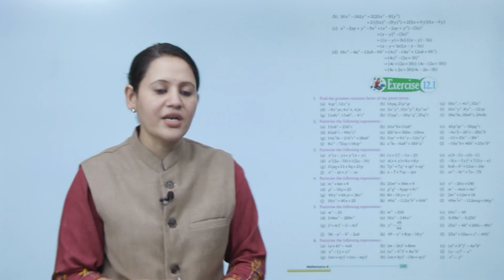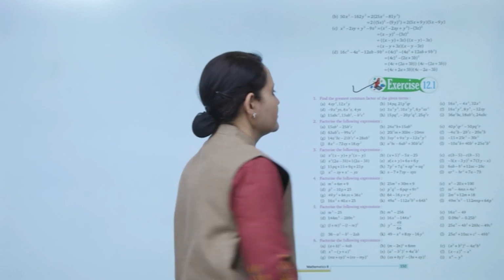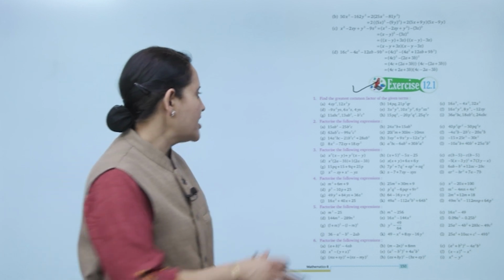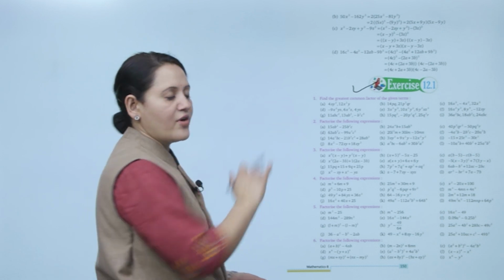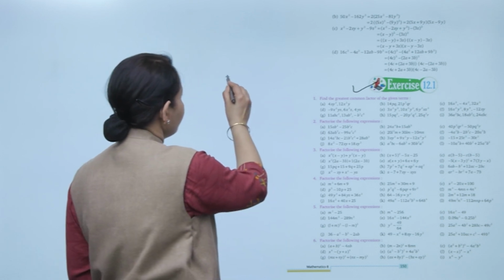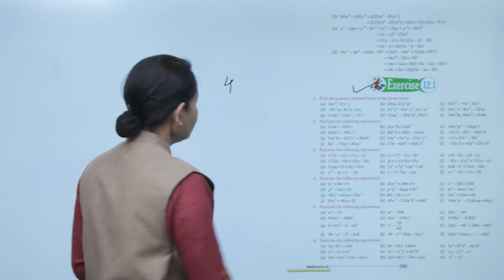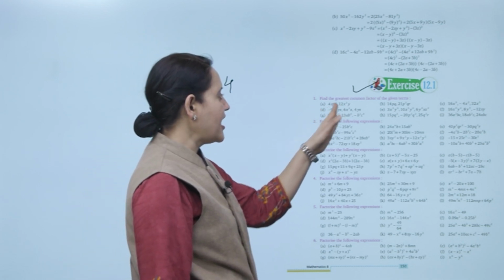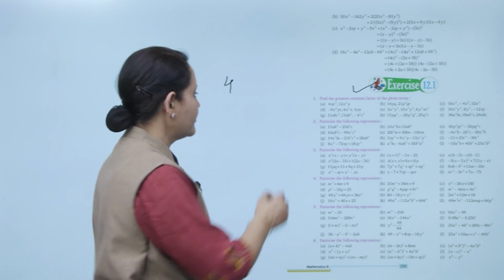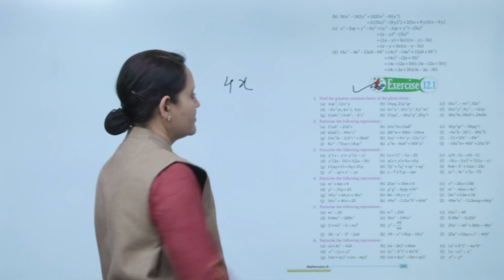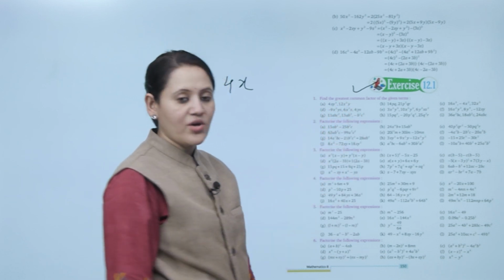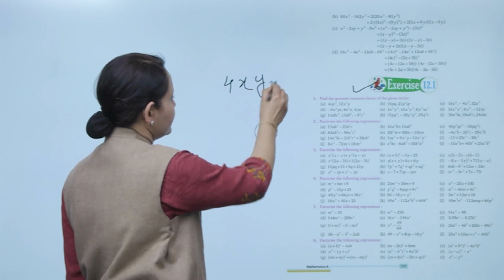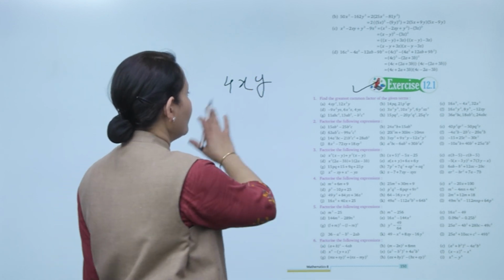Next is exercise 12.1. Find the greatest common factor of the given terms. So first one is 4xy square and 12x square y. So HCF of 4 and 12 is 4. And in x and x square, what will be common? x. And in y square and y, what will be common? y. So that is the HCF, 4xy.